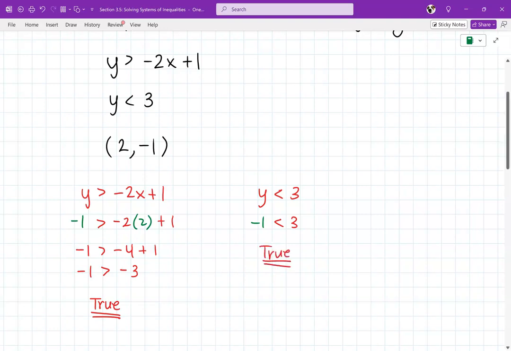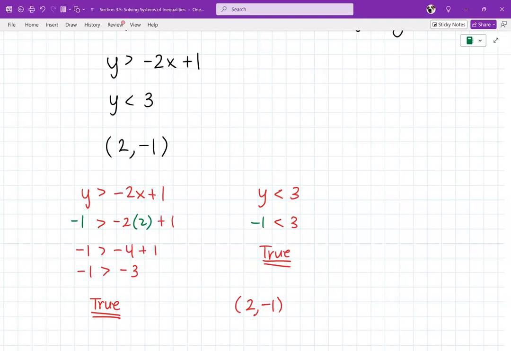So if it's true for both of them, then when they ask you, is this a solution for this system of equations, the answer is yes. If it comes out true for both, then the answer is yes. Okay? So you're just plugging it in. It's very simple, but sometimes people get confused because they're like, what am I supposed to do with these numbers? You're just testing them. You're plugging them in and testing.